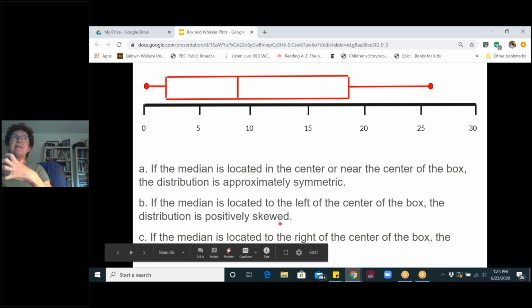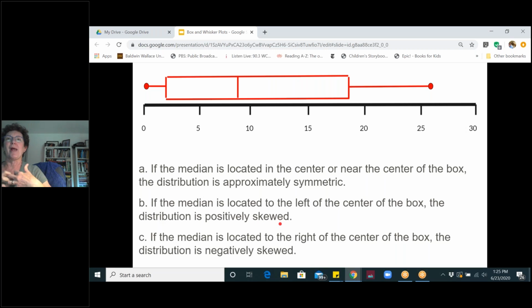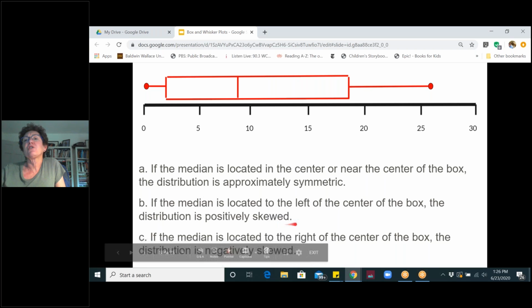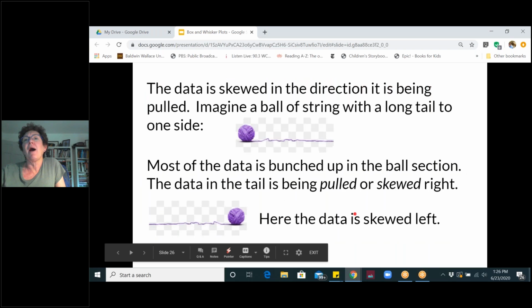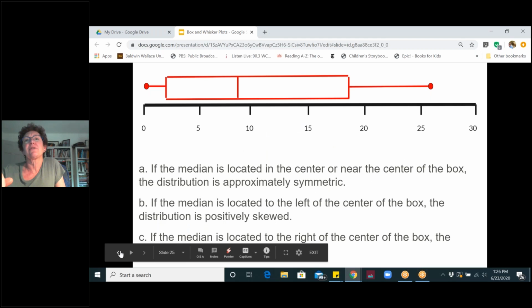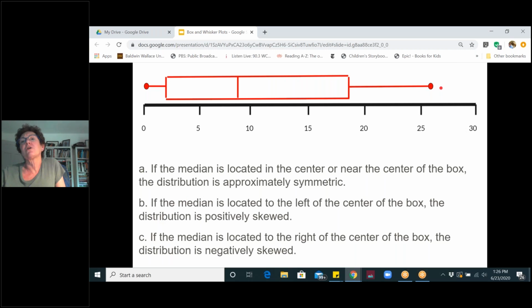And skewed means it's shifted in some way. It's not evenly distributed. So I always have a little bit of trouble thinking about which direction it is skewed. The way it's skewed is in the direction of the tail. Let me go back and let you look at this. See how this whisker is longer?